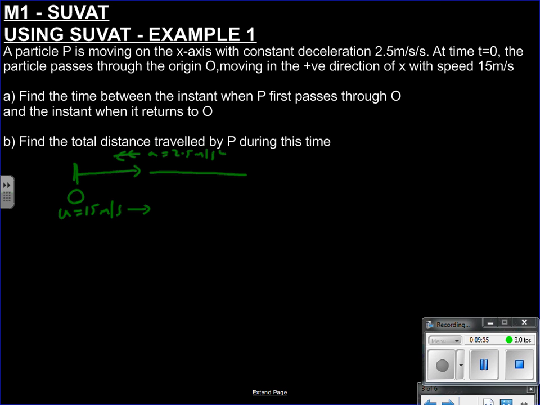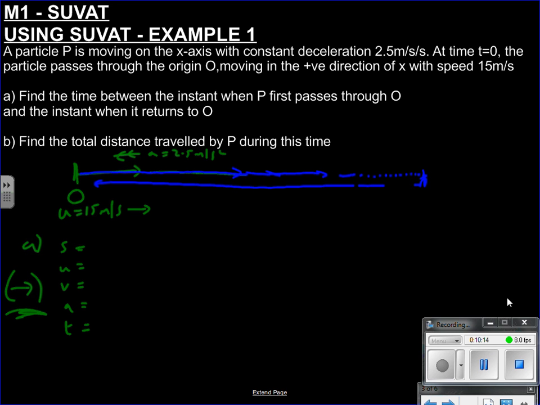Find the time, so part A says find the time between the instant when P first passes through O and the instant when it returns to O. Well, all SUVAT problems will start this way, and we're talking about something which is traveling to the right on our line. So I'll always put direction to the side. S is the displacement. Let's think about it. So this particle is going with 15 meters per second this way, but it's also decelerating. So it's slowing down, slowing down until it stops. And then it starts traveling back to where it came from, right?